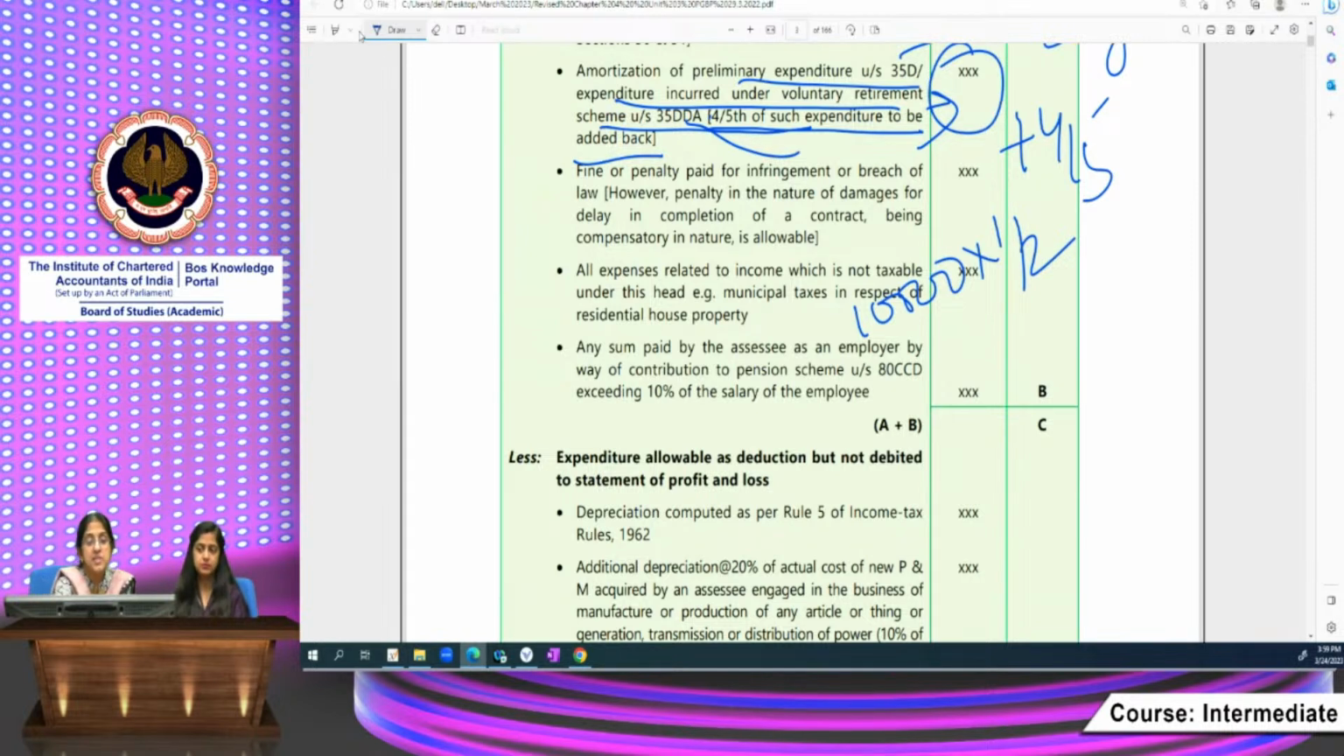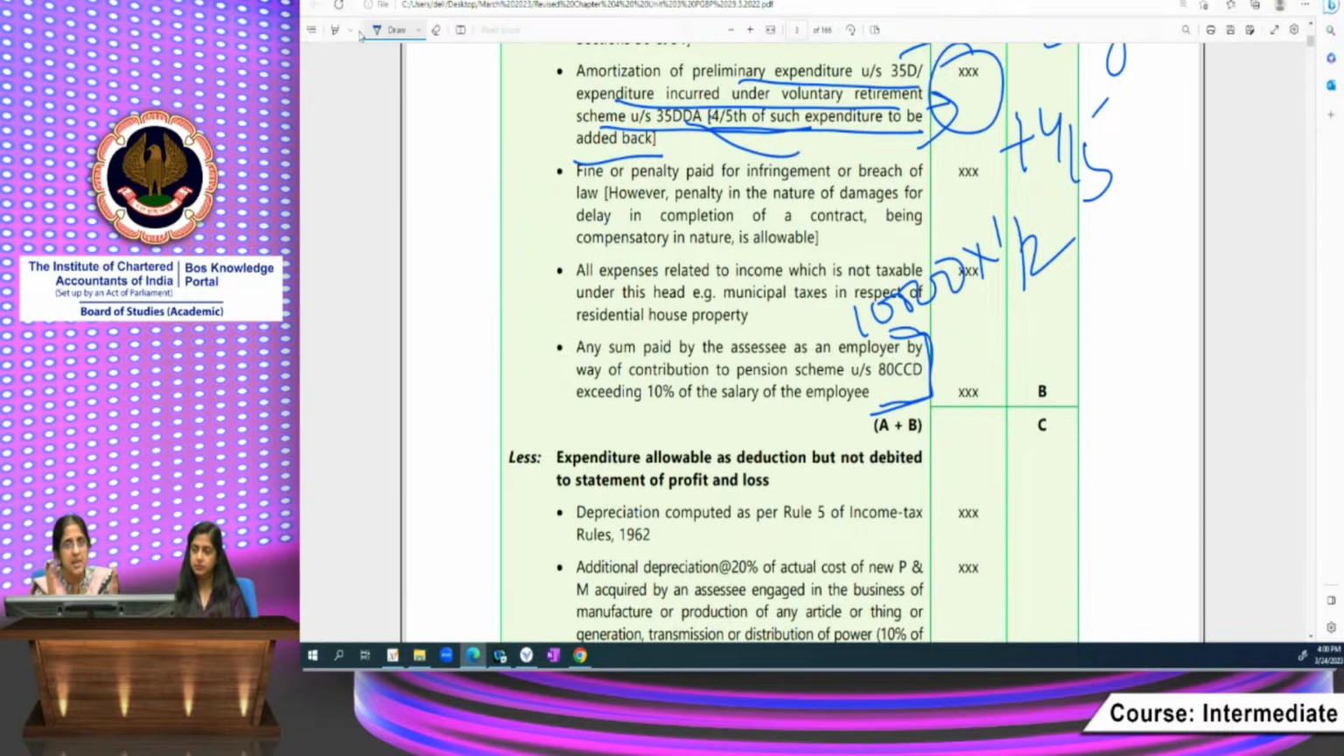So that you have to see according to the adjustments and facts given in the question. Then this is something which is very important. Amount paid by an assessee as an employer by way of contribution to pension scheme under Section 80CCD exceeding 10% of the salary of the employee. 80CCD is a pension scheme. Employer contributes to it. Up to 10% contribution he is allowed to make. If suppose the employer makes 12% contribution, then 2% should be added back while computing profits and gains of business and profession. I am the assessee, I am the employer also. I am contributing for the employee, but instead of contributing 10%, I am contributing 12%. So the excess 2% which I contribute, that is not allowable expenditure, that I have to add back.